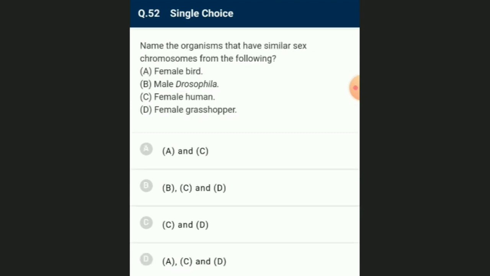Question 52. Name the organisms that have similar sex chromosomes from the following. Sex chromosomes are those chromosomes that participate in sex determination and determine whether the individual is male or female. The human female is homogametic, double X, and the male is heterogametic, XY. So the answer for this question is option C and D. Human female is XX, that is homogametic, as well as in grasshopper the female sex chromosome is homogametic XX and the male grasshopper is XO. So the answer for this question is option C.